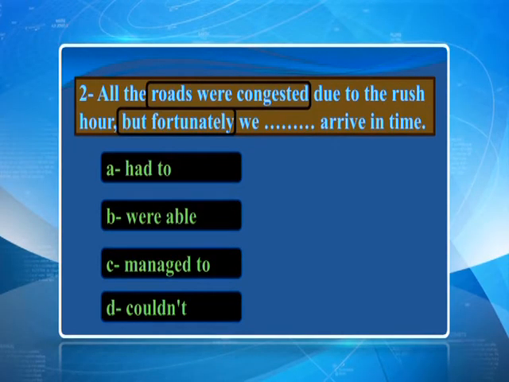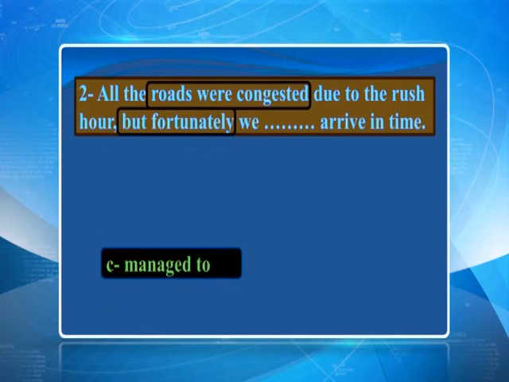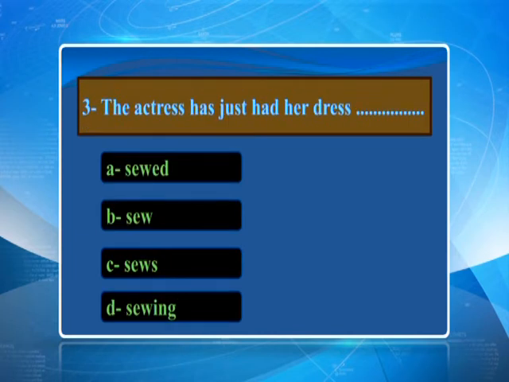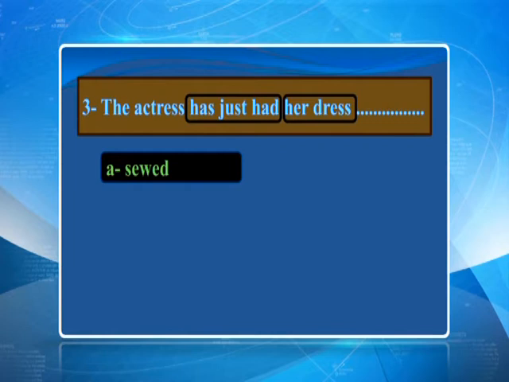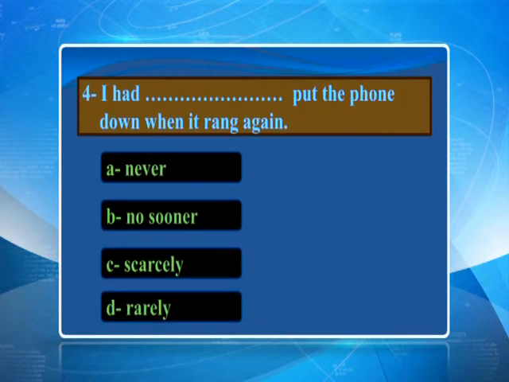So we have "fortunately" and something we could do. We say "managed to." Move to number 3. The actress has just had her dress sewed, sew, sews, sewing. Okay, now think about this. The options here are sewed, sew, sews, or sewing. Now we have "has just had," followed by the object "dress," and the right answer is "sewed." Very good.